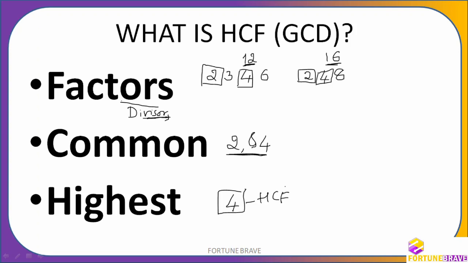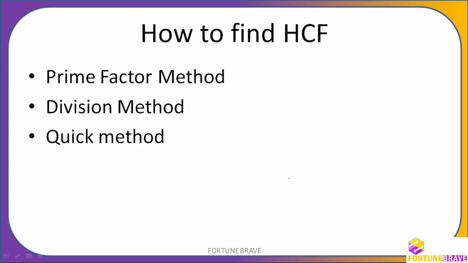For any two numbers, or more than two numbers as well, if you want to find the HCF, we have to first find the factors. We have to find what is common in them, and then find which one is the highest among the common factors. That is your answer. So your answer is 4 here. Is that clear?